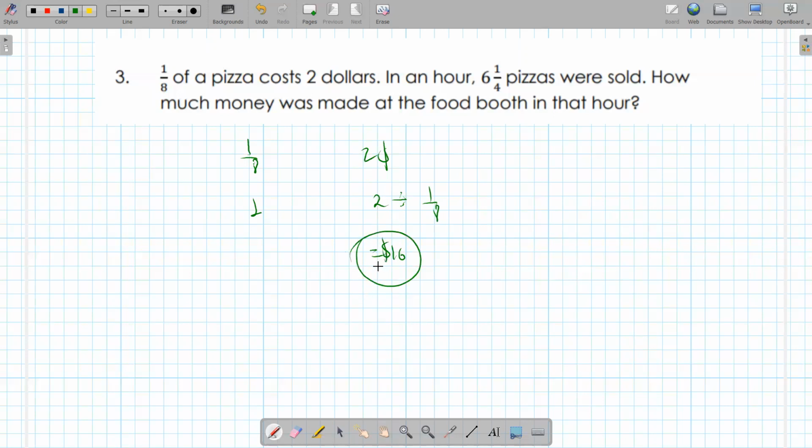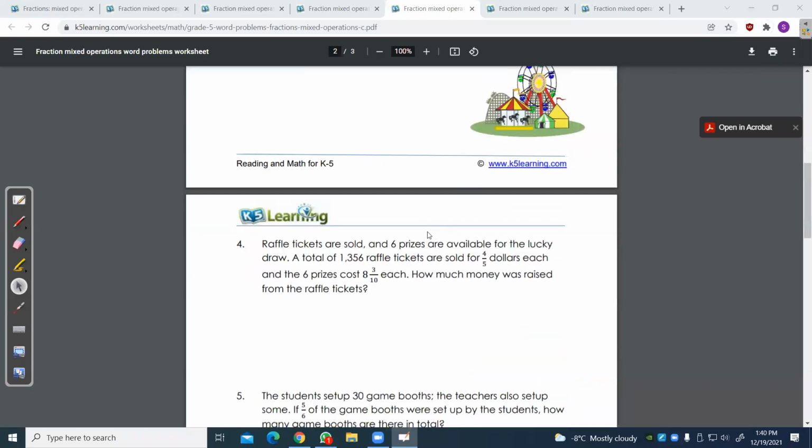Now, if one pizza costs $16, how much do 6 and 1/4 pizzas cost? Do we multiply 16 or divide 16? You multiply. So this is 25/4 times 16, right? 4 goes into 16 4 times, so the answer is 100. That makes sense? So you can always think of it in terms of how much would one pizza cost, or how much does one good cost.